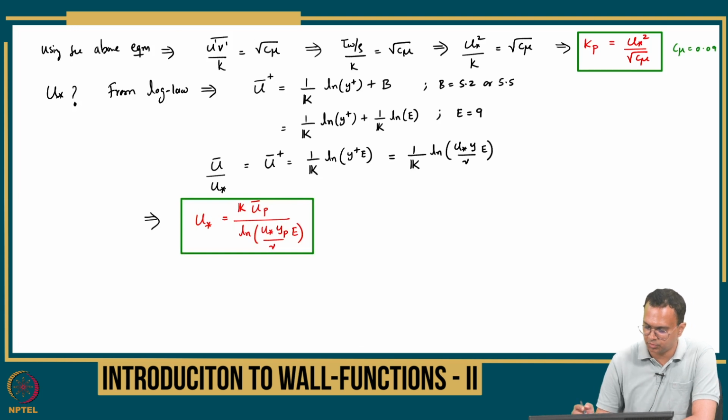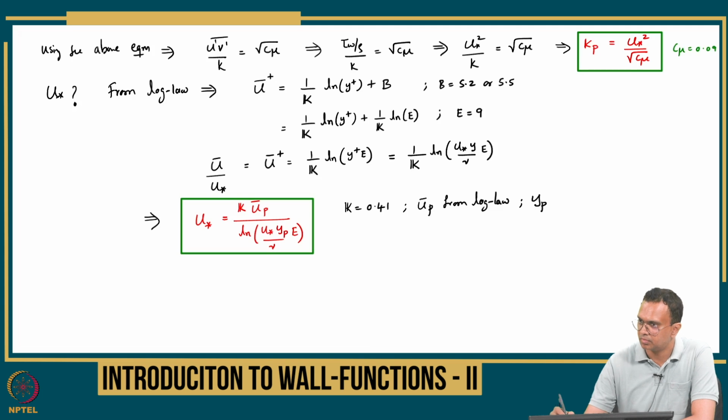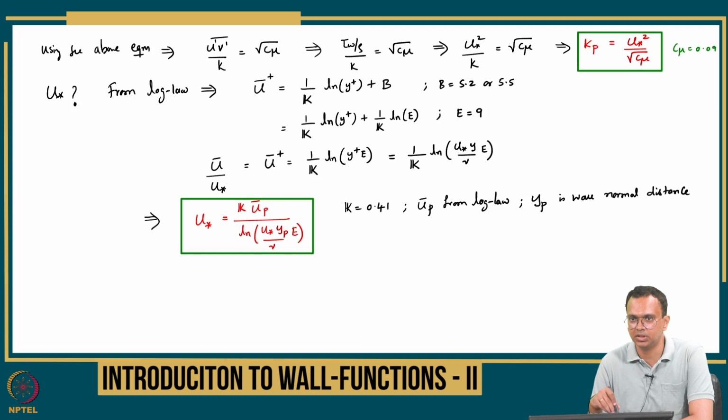So everything is available for you here to compute u star. Von Karman constant is available, right? Kappa is 0.41. UP you can compute from the log law, right? YP is just a distance, which is known. YP is your wall normal distance, the distance from the wall to the node P. E value is known, kinematic viscosity is known. You can compute this. But is there a challenge here to compute this?